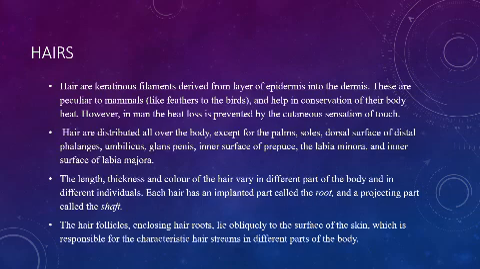Each hair has an implanted part called the root and a projecting part called the shaft. The color, thickness and length of hair vary from person to person and part to part of the body. The projecting part which appears to our eye is called the shaft. The hair follicles enclosing hair roots lie obliquely to the surface of skin, which is responsible for the characteristic hair streams in different parts of the body.